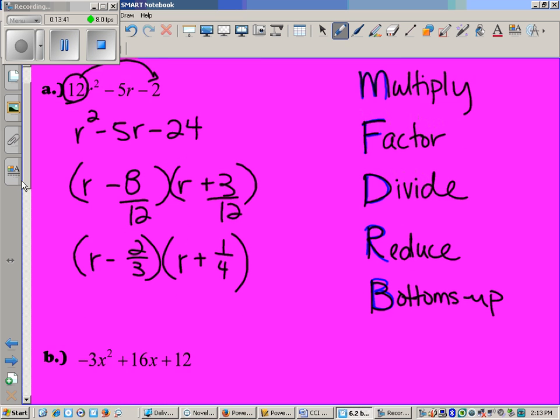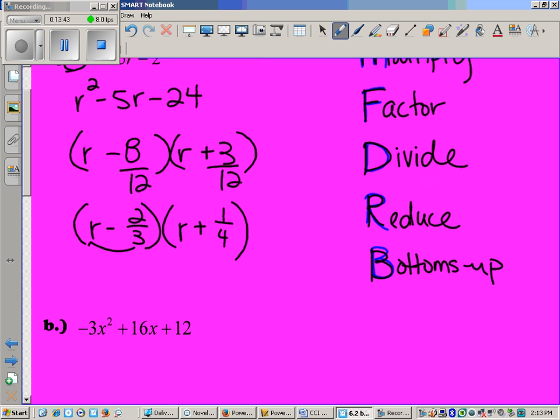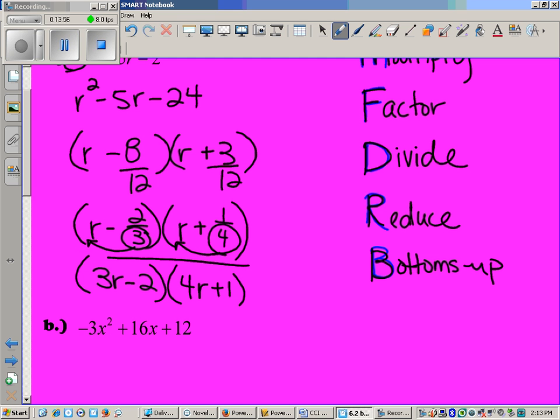I've got bottoms on my fractions, denominators, right? I've got to take these bottoms and I've got to bring them up. So I'm going to take this 3 and move it in front of my r, changing it to a 3r minus 2. I'm also going to take this bottom, this denominator, and move it up in front of this r, making it a 4r plus 1. This is the factored version of my problem.